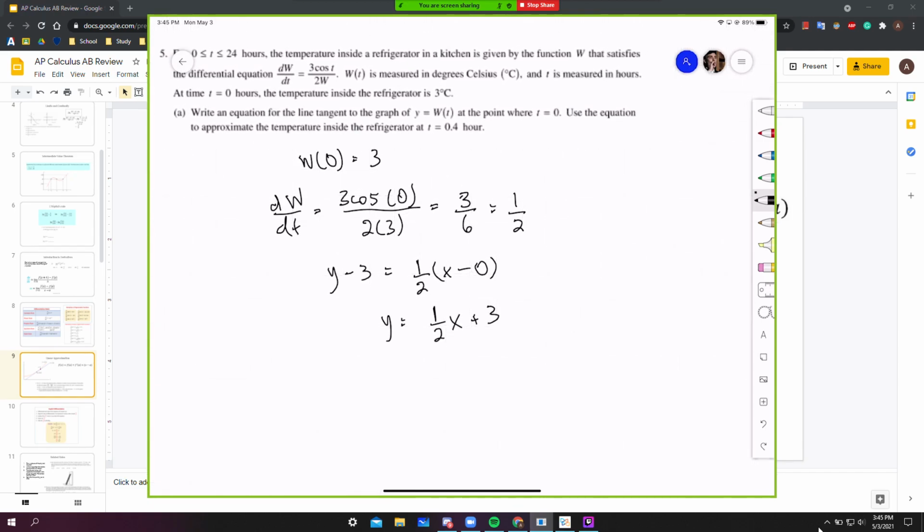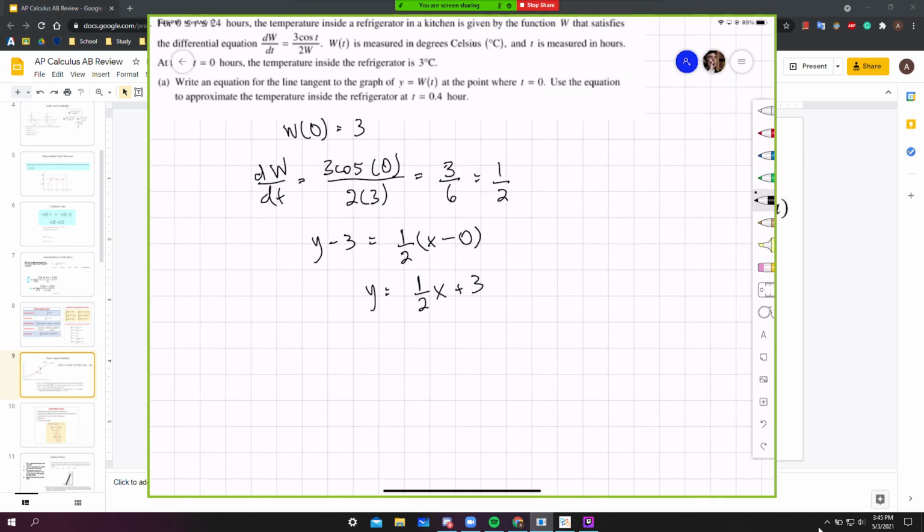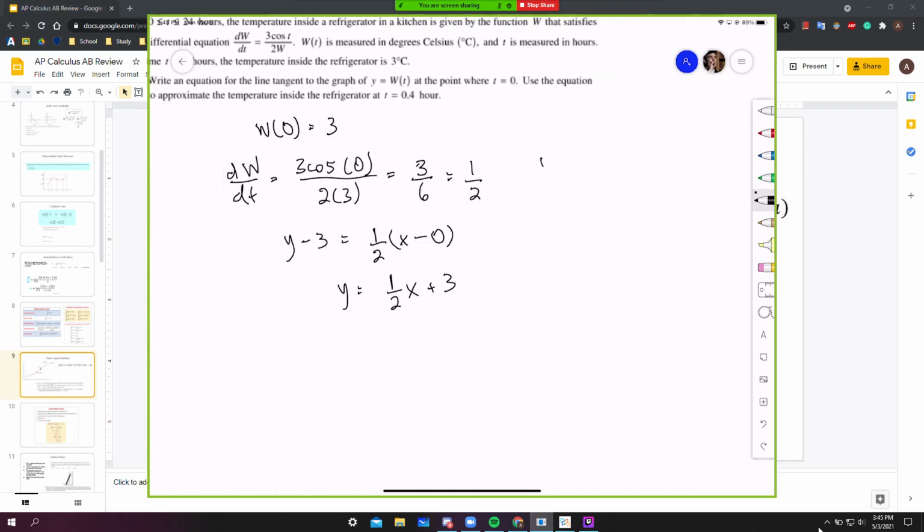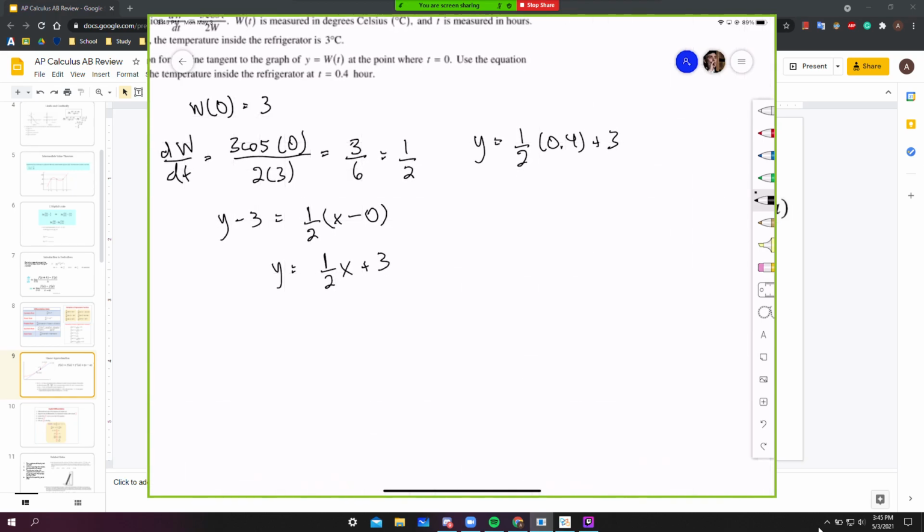Okay, so use that equation to approximate the temperature at t equals 0.4. So all you have to do is plug in 0.4 into the equation for the tangent line. You don't need to use the linear approximation equation for this one because we already know the tangent line. So that's 1/2 times 2/5 plus 3, which is 1/5 plus 3, which is 3.2. Okay. So that's that.